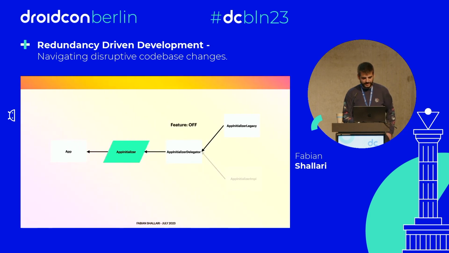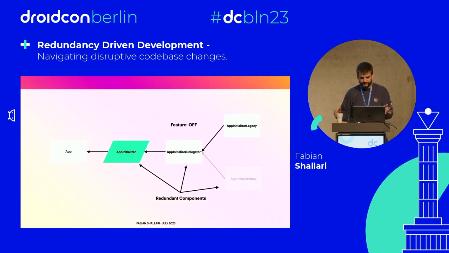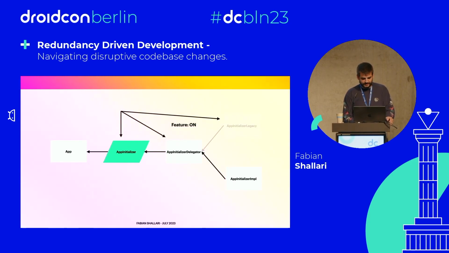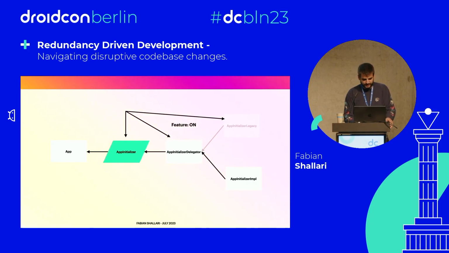So how does this connect with redundancy? Well, let's imagine that our feature switch is off, and we are using the legacy implementation. As you can see here, all these components are redundant components. So in order for the app to call the initializers, we actually don't need an interface or a delegator. We just need to go to the legacy implementation. And the same thing happens if we turn the switch on and we use the new implementation. Now these components are redundant. So we just need the app and the app initializer new implementation class. We don't need this interface and delegation.